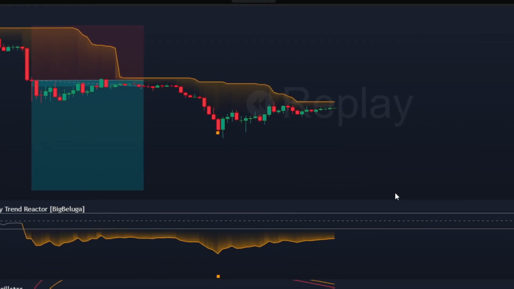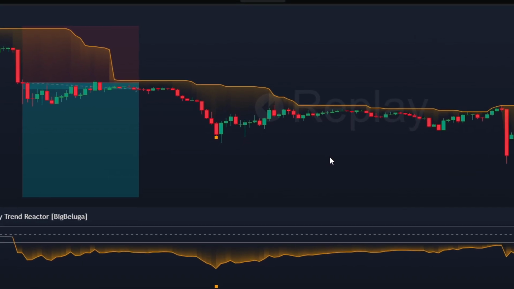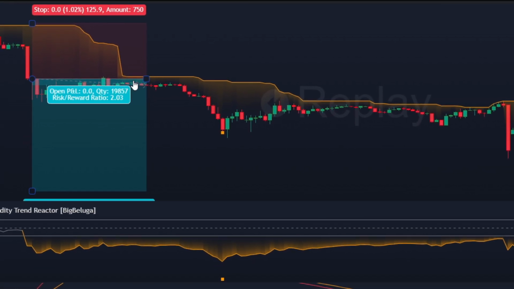This tool is accurate, simple, and gives clean visual cues without overcomplicating things. Well, let's jump into it.